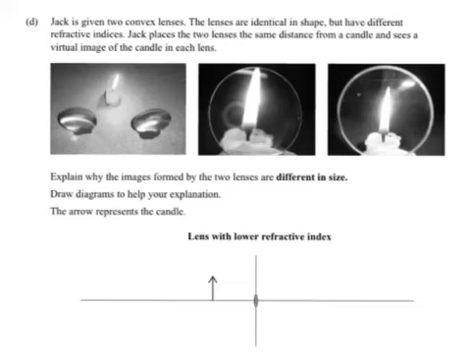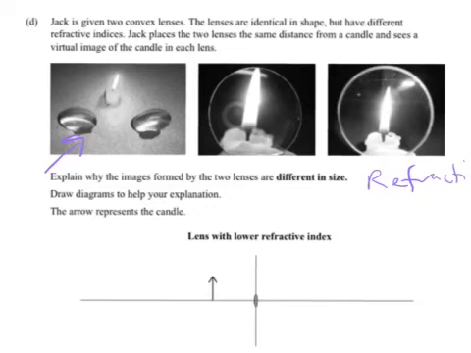We've got a situation here with two lenses, and they each have different refractive indexes. And then we're seeing virtual images of the candle in this photo in each lens. Explain why the images formed by the two lenses are different in size. Well, that's due to the refractive index being different.